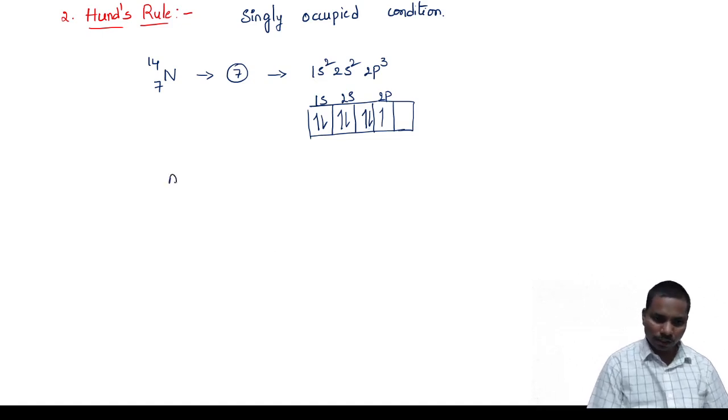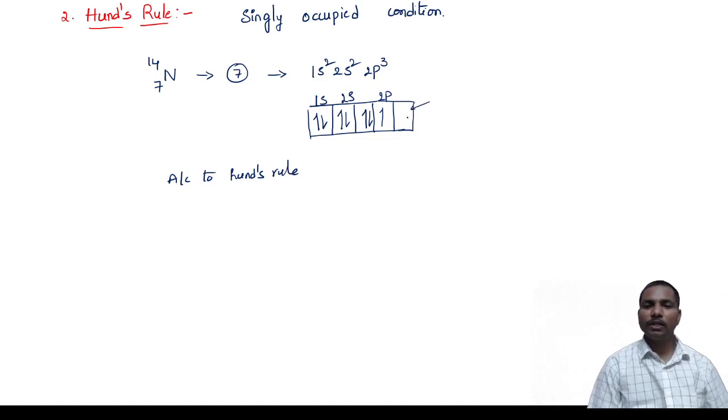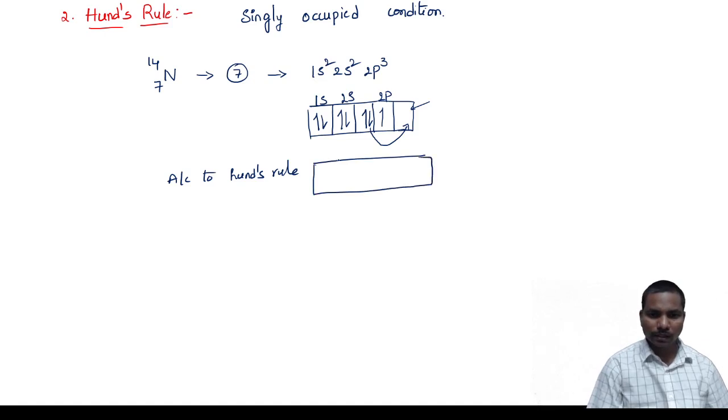But according to Hund's rule, Hund's says that singly occupied condition. Here the remaining one is empty now, but it is always trying to occupy at least one electron in this. So this one electron is moving from this place to this place and it will become a singly occupied condition and becomes more stable. So according to Hund's rule, one electron is moving from 2p to 2p1 to 2p3.